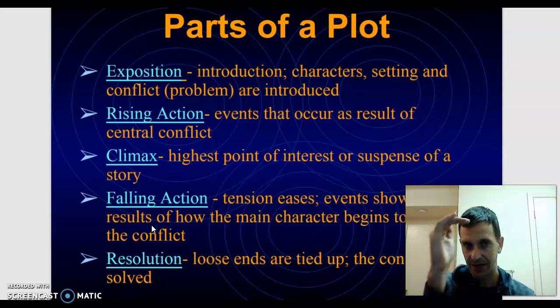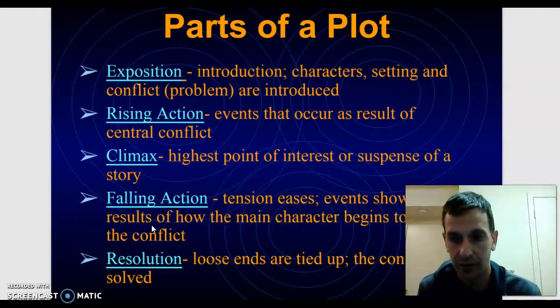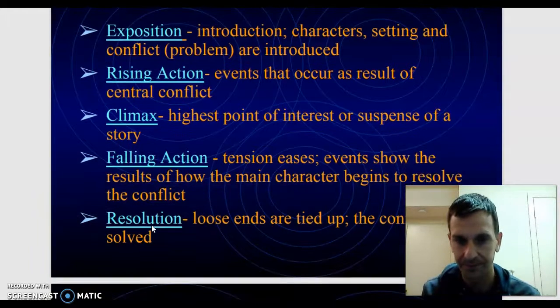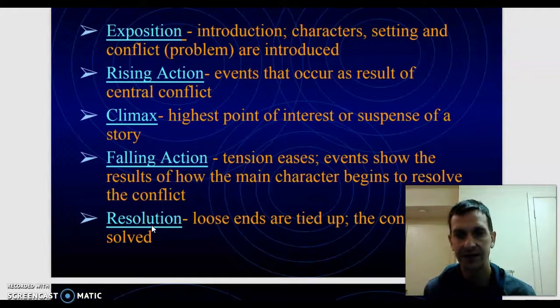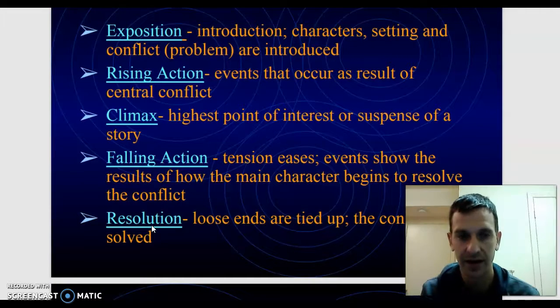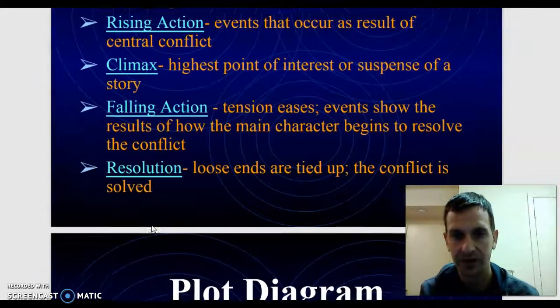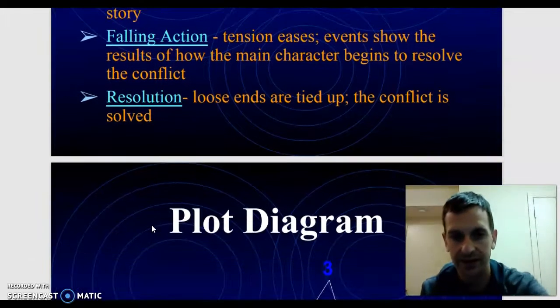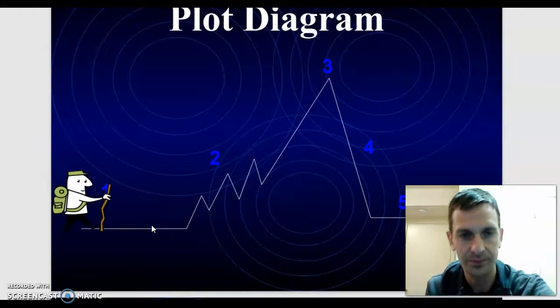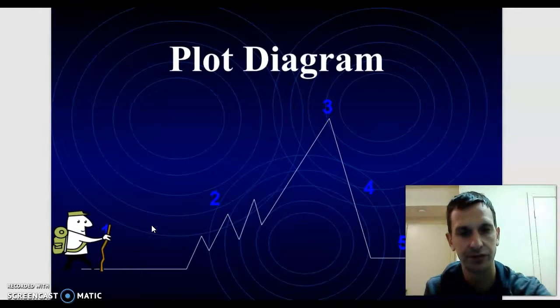The climax, the highest point of interest in the story, the most important part of the story. You will see some questions on your tape test asking you about climax. Then the falling action. The tension eases. Events show the result of how the main character begins to resolve the conflict, and the resolution. Loose ends are tied up and the conflict is solved. So, if we look at this in a diagram, one, the exposition.